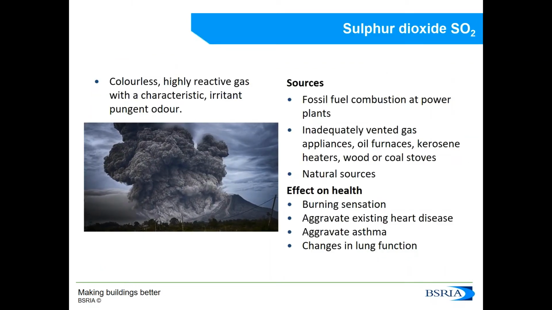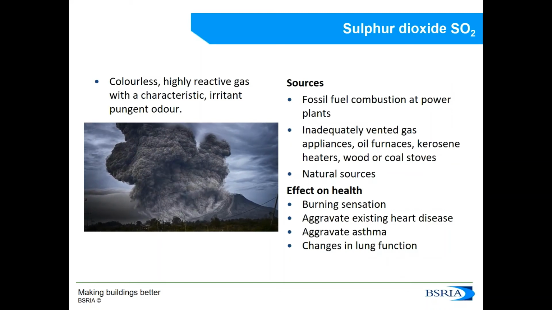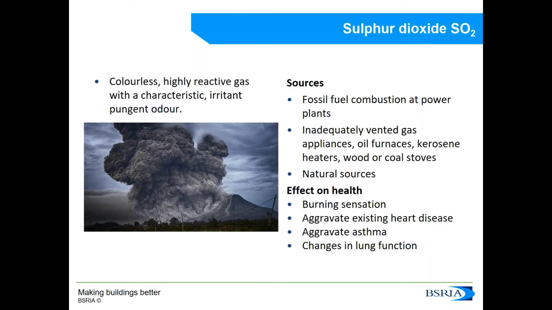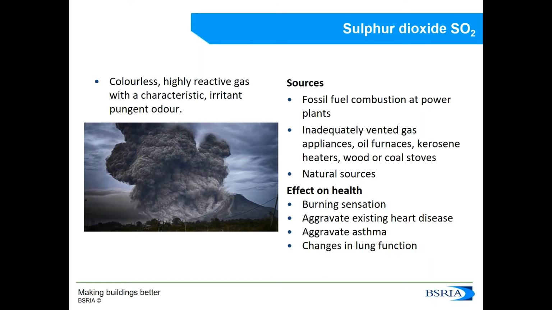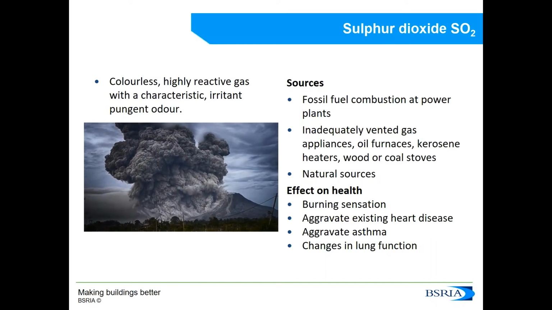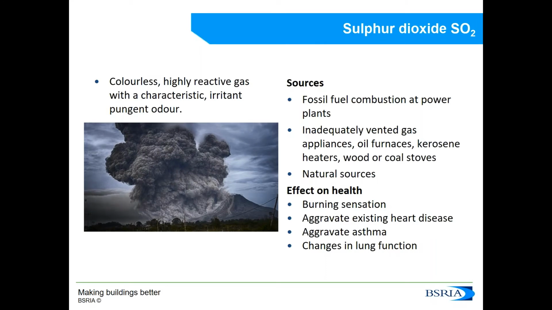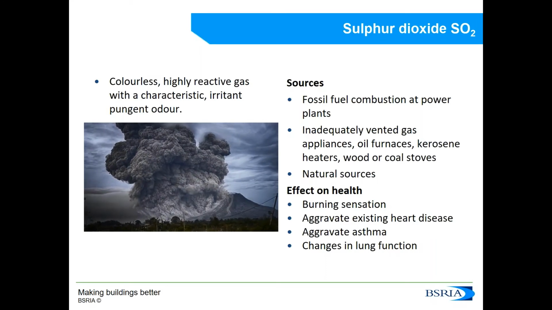So to begin with, sulfur dioxide is a colorless, highly reactive gas that has a very pungent smell, and it can be found naturally in fossil fuels. So when these fossil fuels are burned, or when we have a volcanic eruption as well, SO2 can be released, and this gas is one of the main contributors to acid rain.